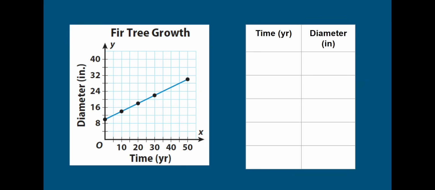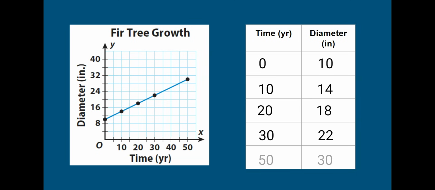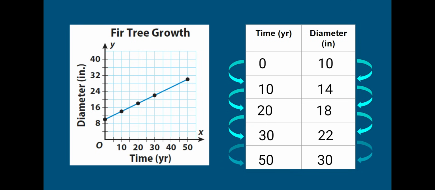How about this one? Well, let's put the points from the graph on the table. Here we go. Okay, so as x goes up 10, y goes up 4. X goes up 10, y goes up 4. X goes up 10, y goes up 4. X goes up 20, but y goes up 8. So every time x goes up 10, y goes up 4.